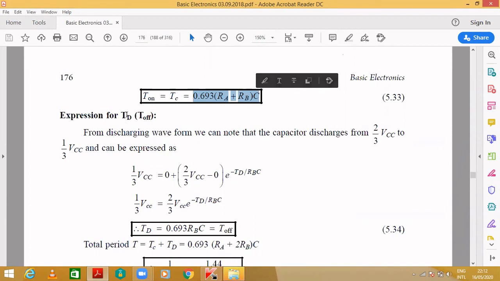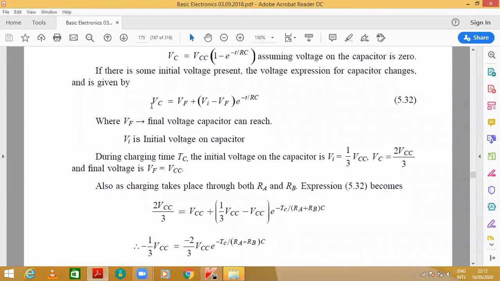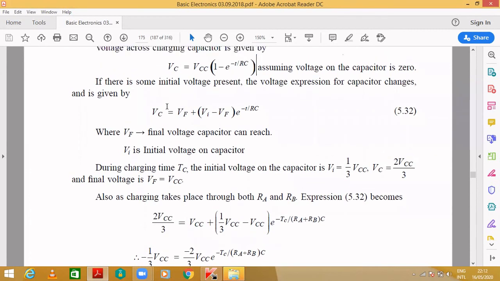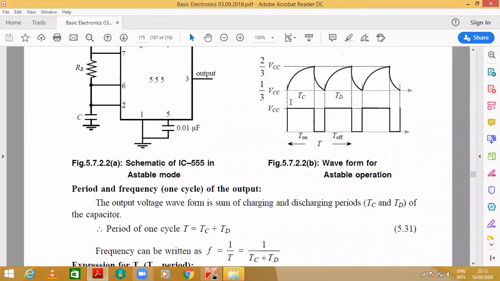Next is for discharging, that is the off time. For the same equation, let's see what the final value, initial value, and the charge on the capacitor are. I already told you this is your discharge time, TD, and this is your TC. So the initial value will be 2 by 3, isn't it? The final value it can reach will be 1 by 3, isn't it?